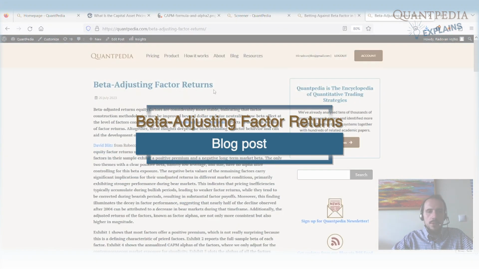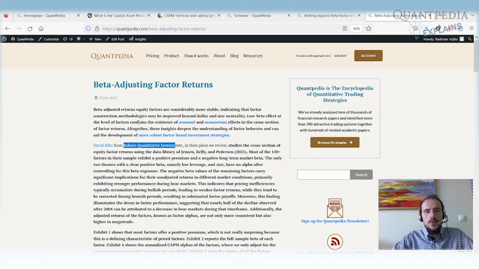There is a very interesting research paper from David Blitz from Robeco Quantitative Investments, and he is showing that this beta adjustment can be used not just for building long-short portfolios that are solely built on the beta anomaly, but we can use this beta neutral way of building portfolios also for other equity factors like value, momentum, profitability, etc. It shows that these factor construction methodologies are significantly better than dollar neutral or size neutral portfolios.